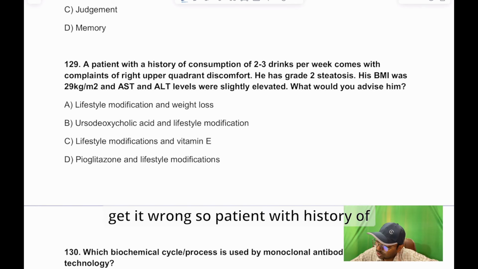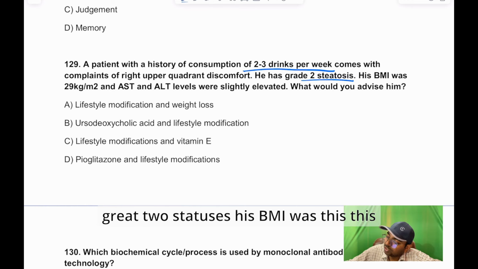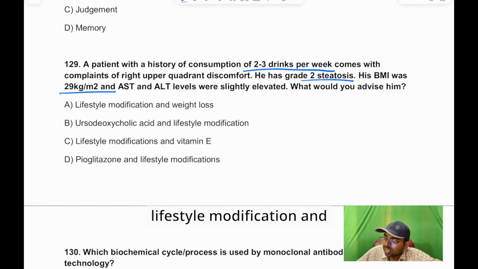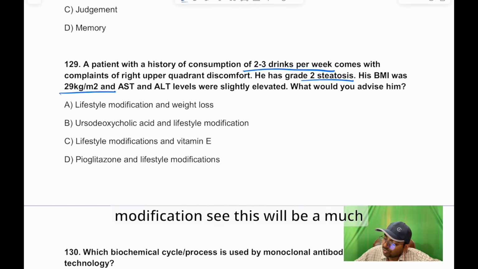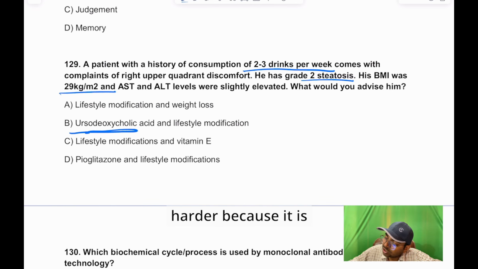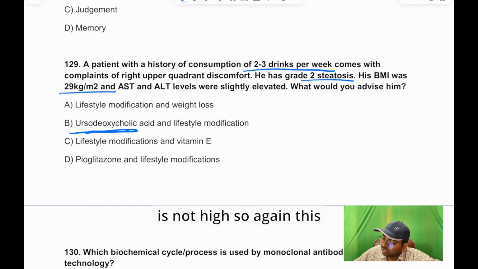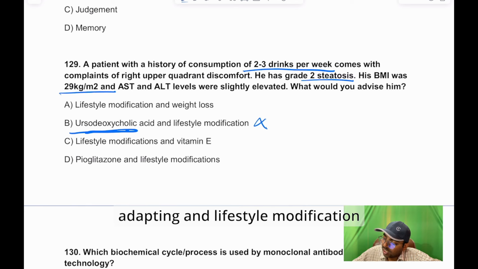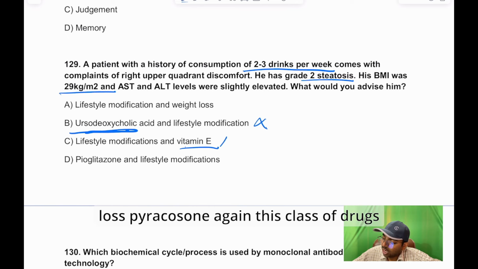So a patient with history of alcohol consumption, 2 to 3 days of right upper quadrant discomfort, he has grade 2 steatosis, his BMI was this, what would you advise him? See, lifestyle modification and weight loss, fine, we can advise him. Ursodeoxycholic acid and lifestyle modification, see, this will be much harder, because is he having high bile salts? No, bile salts is not high. So again we will not be adopting that. And lifestyle modification, vitamin E, again we focused regarding weight loss.